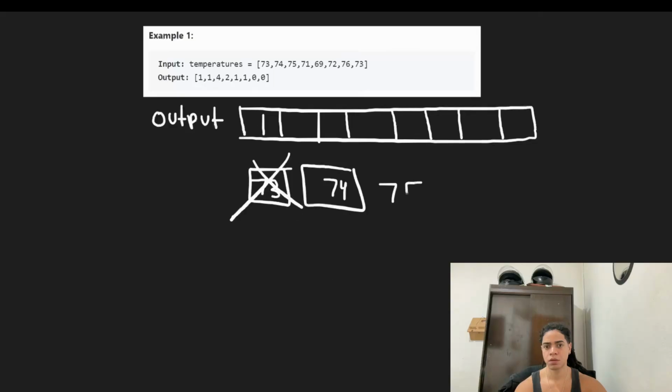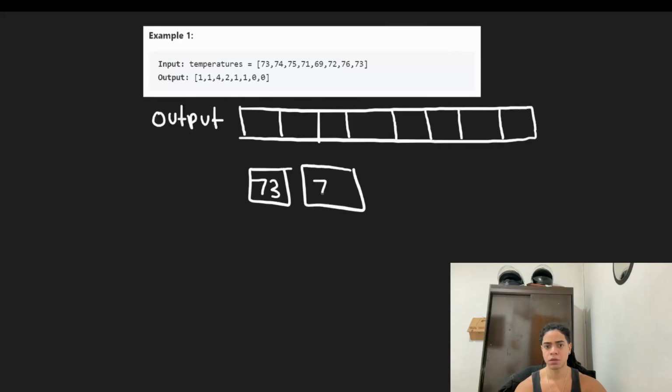Now when we get to a 75, the exact same thing is going to happen, right? Clearly we see these temperatures are in increasing order. So we see, okay, 1 day it took us to get a temperature greater than this. We'll put a 1 in the output, pop this from the stack. And if we just had increasing temperatures, that would be really easy for us, right? But it's not always going to happen where we have increasing temperatures.